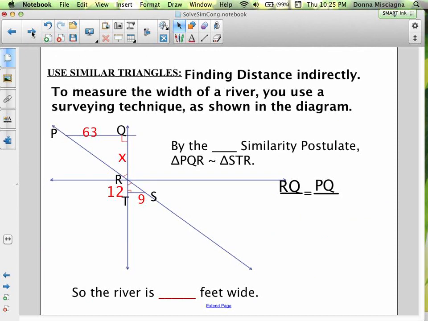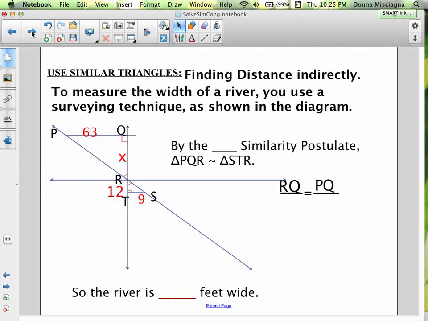All right, so here we're finding distances indirectly. This is how they measure, by the way, the width of a river. They don't swim across it. They wouldn't be able to do that, right? Because the river's moving. They're not going to be able to stay in a straight line. So to measure the width of a river, you use a surveying technique as shown in the diagram.